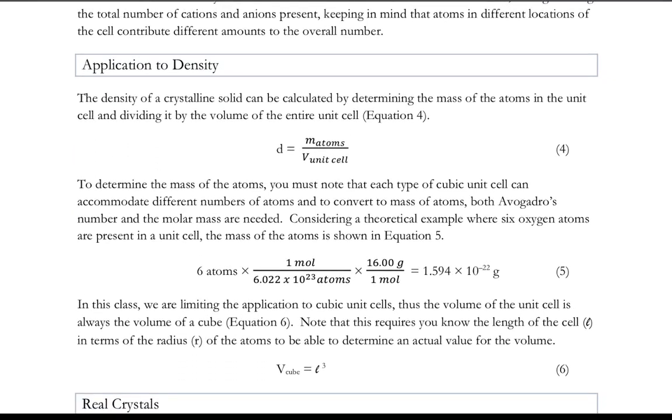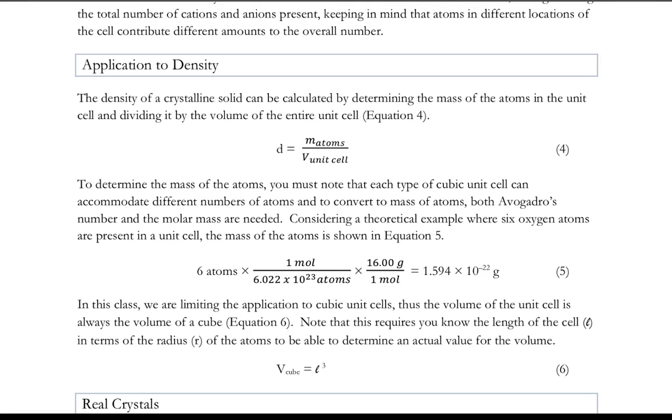Okay, application to density. The density of a crystalline solid can be calculated by determining the mass of the atoms in the unit cell and dividing it by the volume of the unit cell. So density, mass over volume. So we have the mass of the atoms in the unit cell divided by the volume of the unit cell. We would want the mass to be in units of grams, the volume to be in units of centimeters cubed, and we get our grams per centimeter cubed density that we're used to.